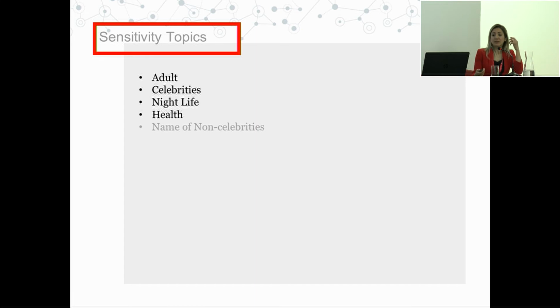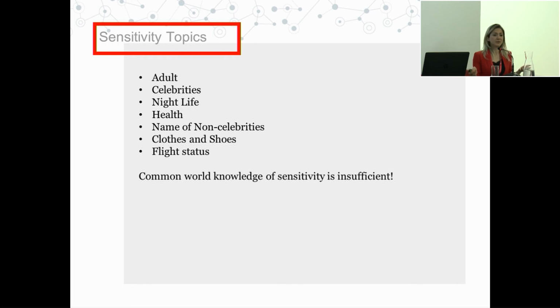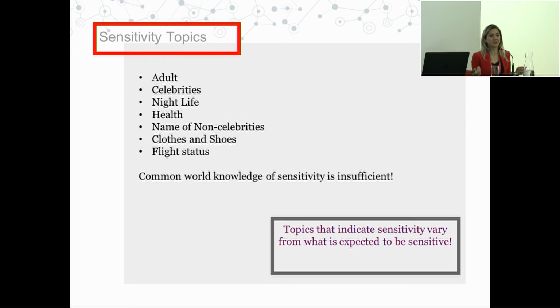And when we looked at these topics, we found the usual suspect, the adult topic, being at the top of the list. But we also found topics like clothes and shoes and flight status as being indicative of sensitive items. And that is quite surprising, because the common world knowledge about sensitivity does not include these topics in the set of sensitive topics.